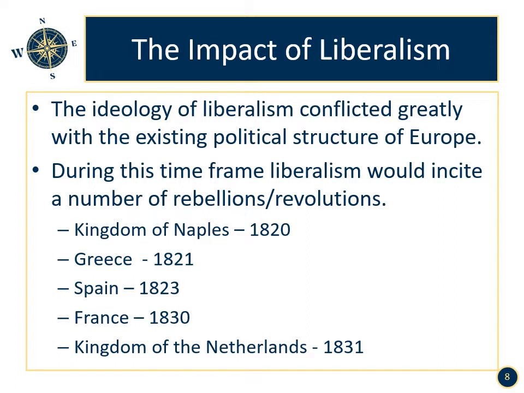In 1820, revolutions and uprisings took place in the Kingdom of Naples, Greece 1821, Spain 1823, France again in 1830, and the Kingdom of the Netherlands in 1831, which would result in the independence of Belgium.